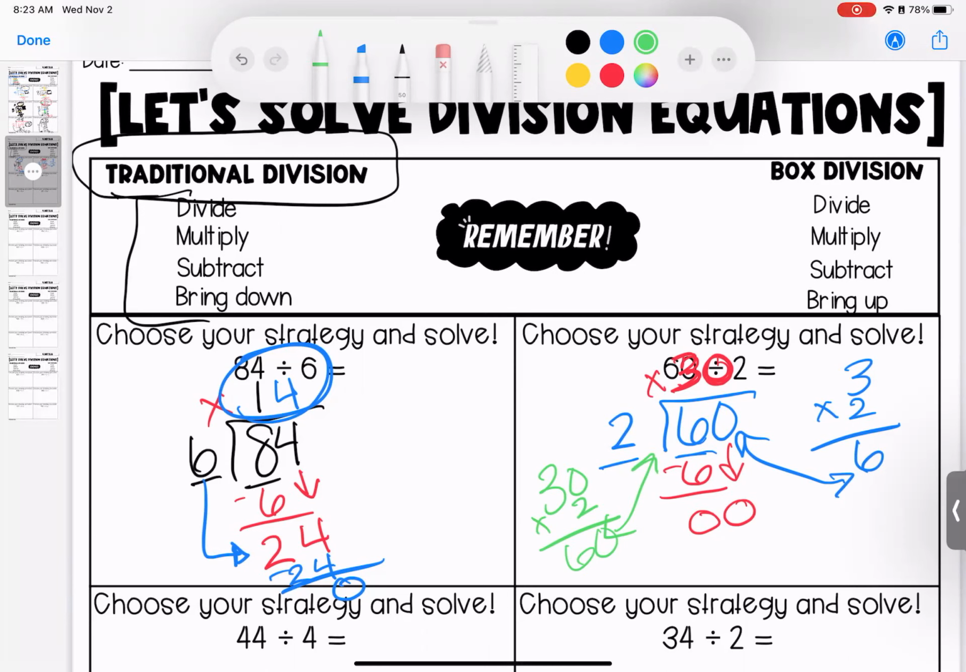Use your strategies. For this one, though, if you bring down a number and it doesn't divide in and you're past that first step, you have to show that you tried by putting that 0 up. To say that, did it divide into the ones place? No, but it divided into the tens place. So that 3 has to be in the tens place in our final answer.